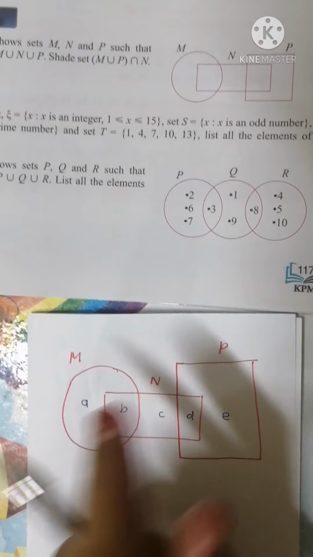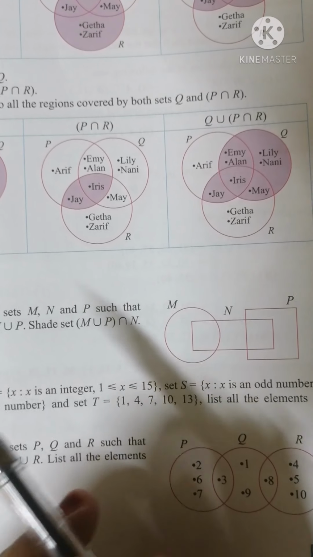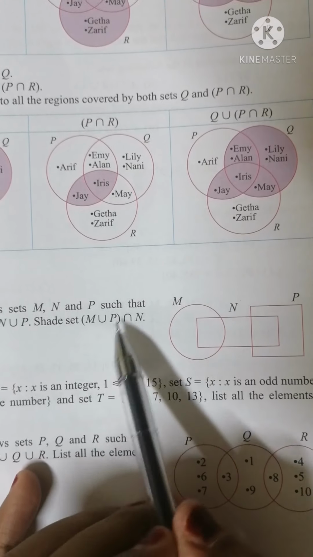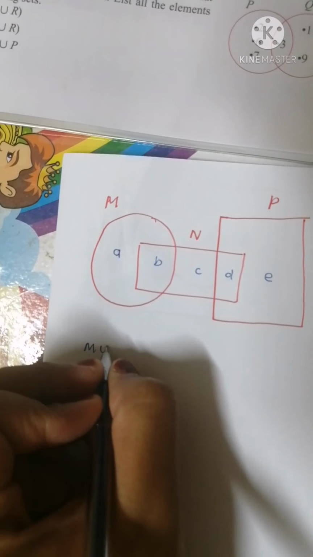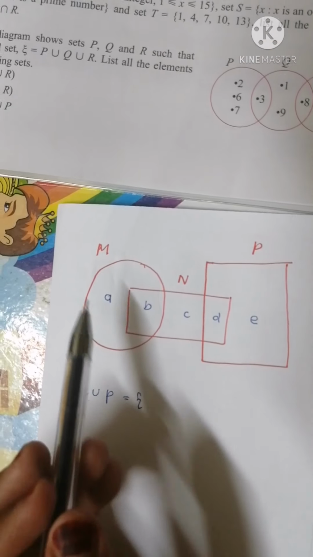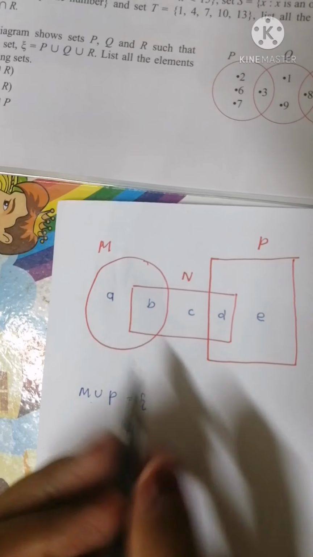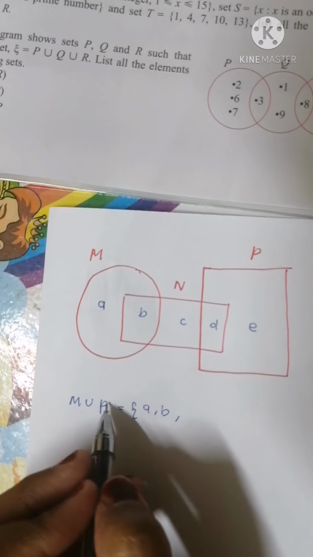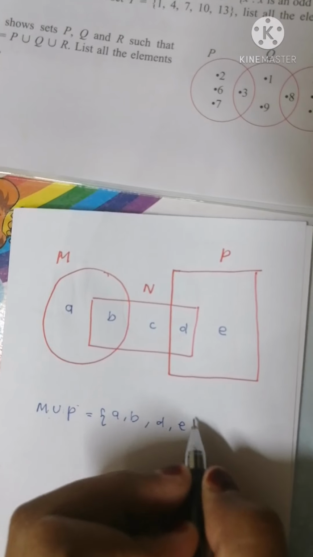Now, after that, what should you do? The question asks you to shade M union P intersect N, right? We still follow the rules, which is to solve the bracket first, which is M union P. So what is the element or part for M union P? For M, take all the elements in M, so A, B, and then all the elements of P, which are D and E. So D, E, like that.